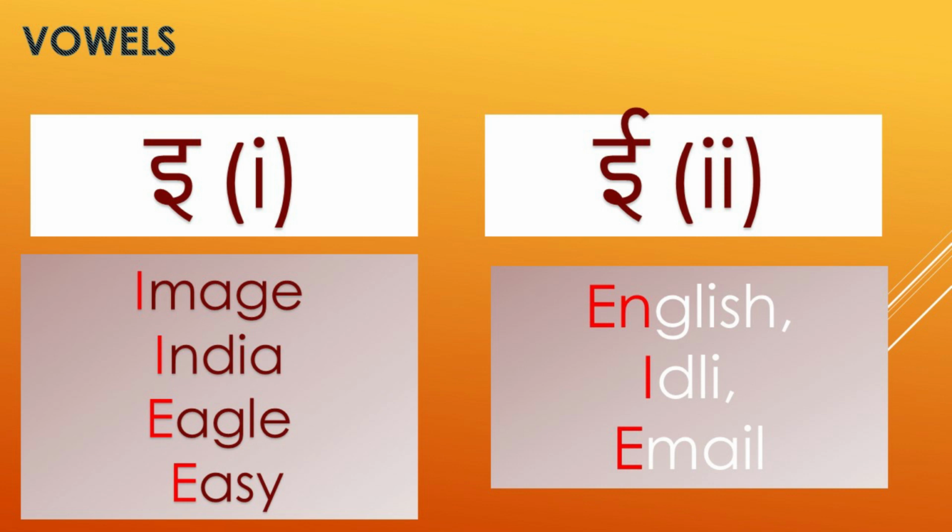Now the next pair is E, E. The first sound E is as in image, as in India, as in eagle, as in easy. Now the second sound is as in English, as in idli, as in email. So you see, now say it with me. E, E.